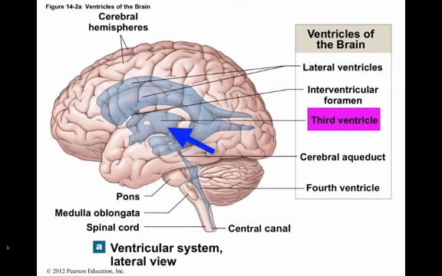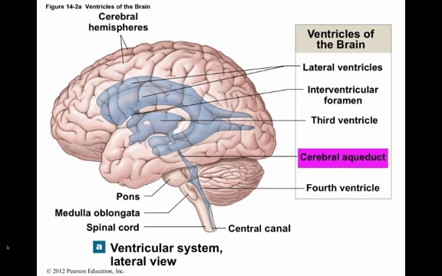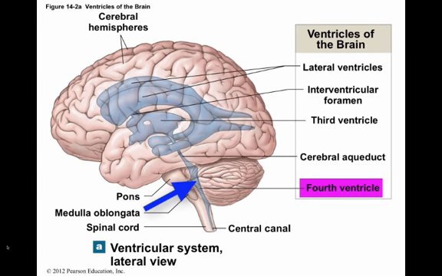Cerebral spinal fluid in the third ventricle passes through the aqueduct of the midbrain and enters the fourth ventricle that is located between the brainstem and the cerebellum. Cerebral spinal fluid is directed to the exterior of the brain and the spinal cord and into the subarachnoid space.